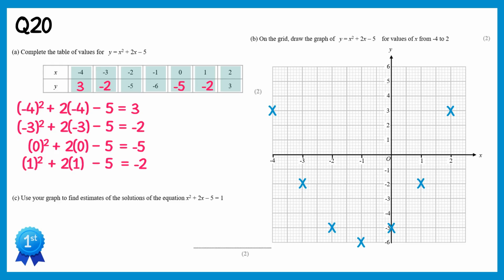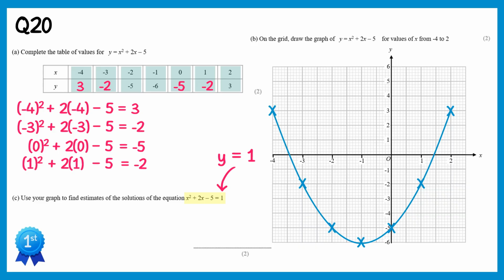So if you've done this correctly, you'll end up with points that form this kind of U shape here. We need to join those up with a smooth curve, not straight lines, so something that looks like this. For the final part of the question, we need to use the graph to find estimates to this equation. Now notice the first part of the equation, the x squared plus 2x minus 5, matches the graph we just drew. The right hand side though just says 1. So since we drew y equals x squared plus 2x minus 5, we just need to draw y equals 1 and find where they cross.